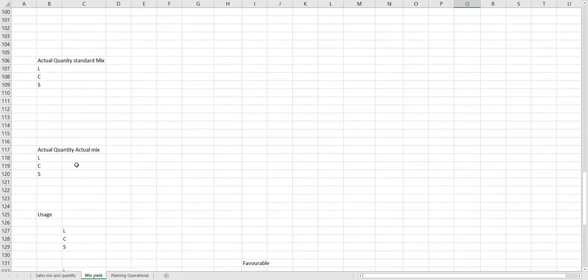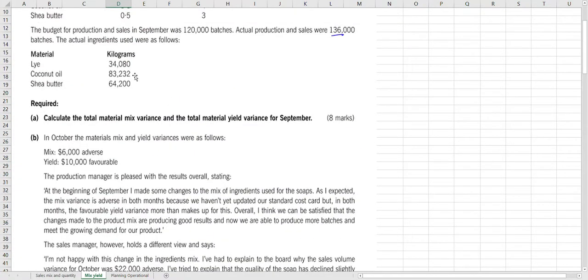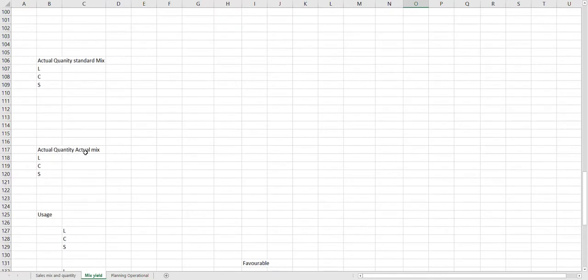So what I do is I make a format and I start from bottom up. For me, it is easier to work from bottom to top. So I take the actual result, which is 34,080 kilograms, 83,232, and 64,200. So this is the actual that we have used. I'm going to write it here. So this is something called actual quantity, actual mix. You might see the term used in the exam. So this is the actual quantity, actual mix. The actual quantity according to the actual mix that we have used. If I total it, it becomes 181,512.